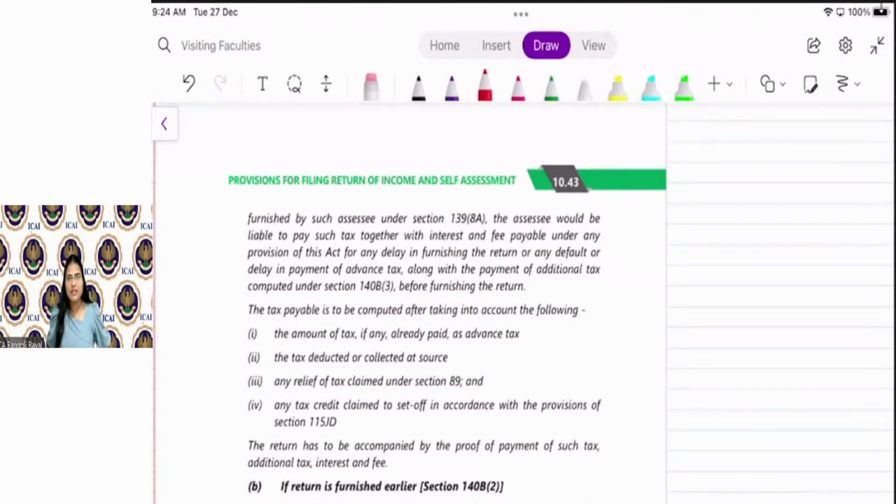The tax payable is to be computed after taking into account the following. If you have already paid any advance tax, you are eligible to claim the credit of advance tax, obviously. Tax TDS, TCS, AMT, anything.